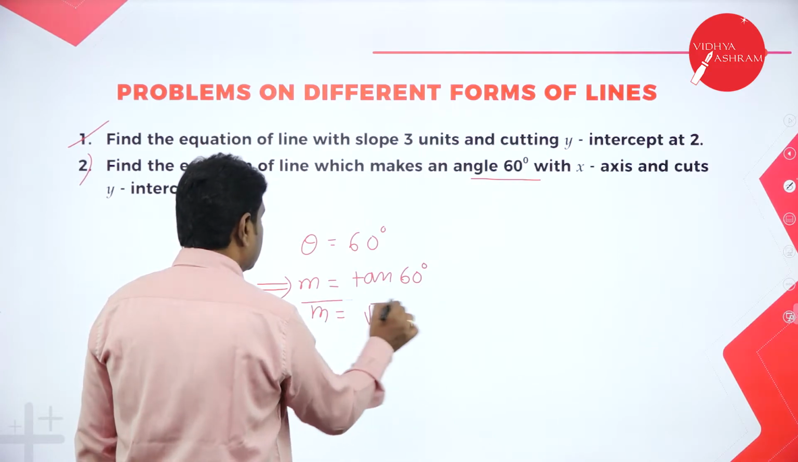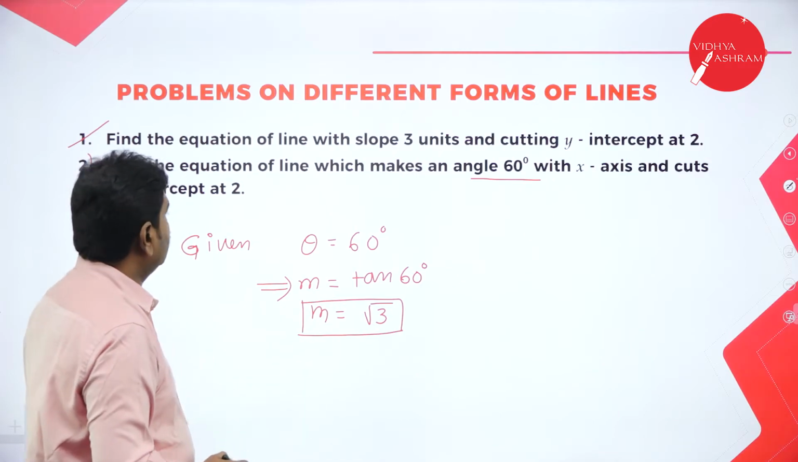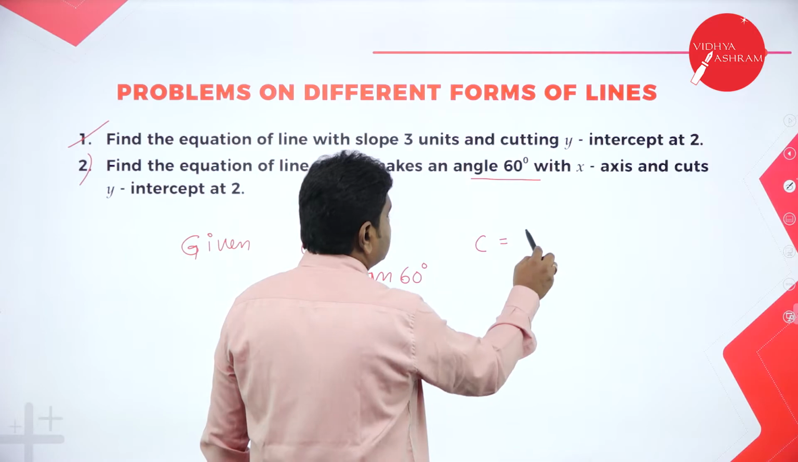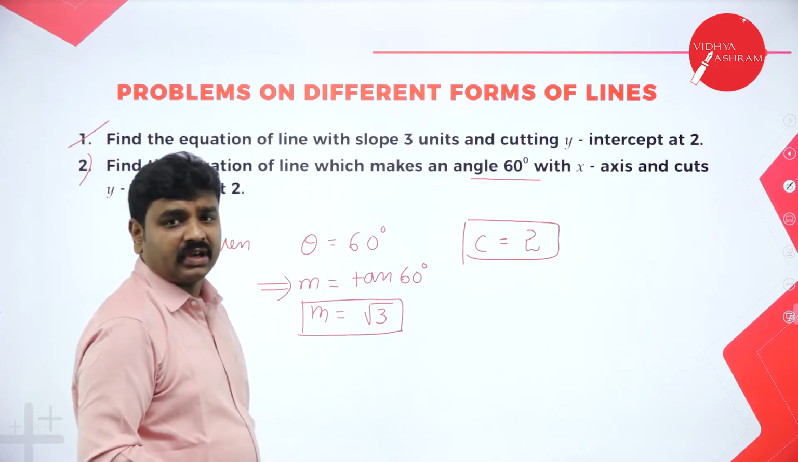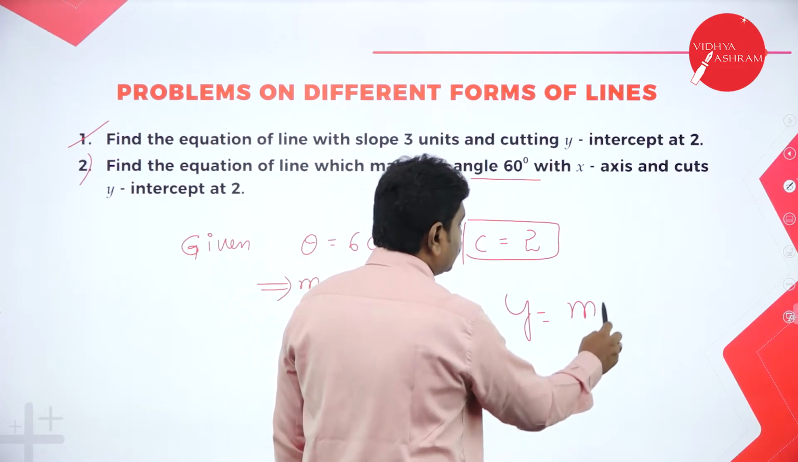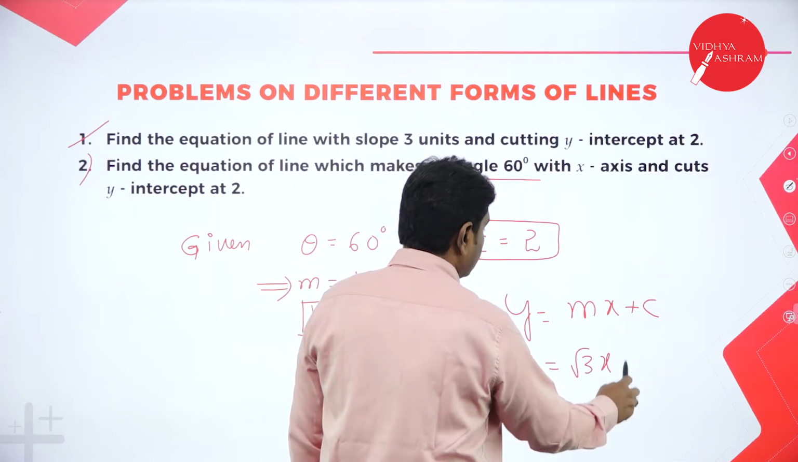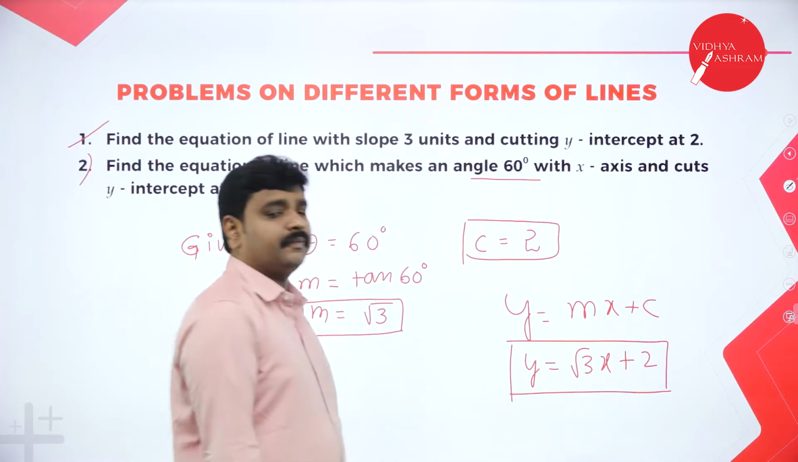So we got the slope because they gave the angle. And they told it cuts the y-axis at 2. Y-intercept is symbolized as c. C is 2. Now what is the required equation of line? Required equation of line is y is equal to mx plus c. And what is m? Root 3. Root 3x plus what is c? 2. Y is equal to root 3x plus 2. This is the required line.